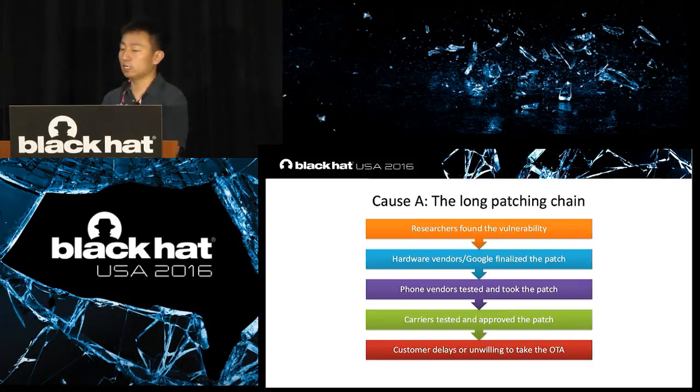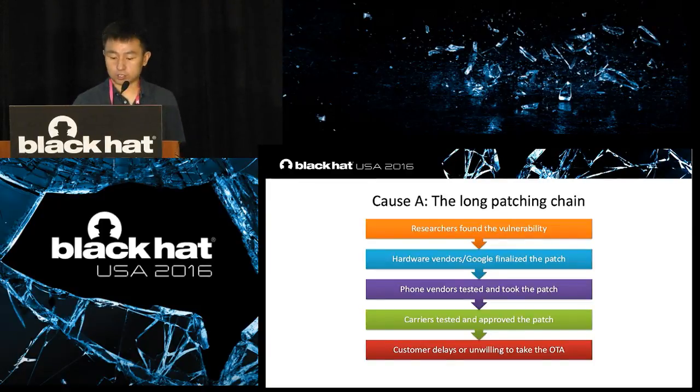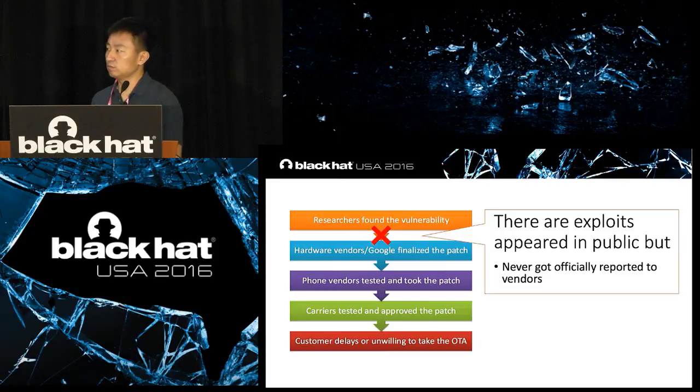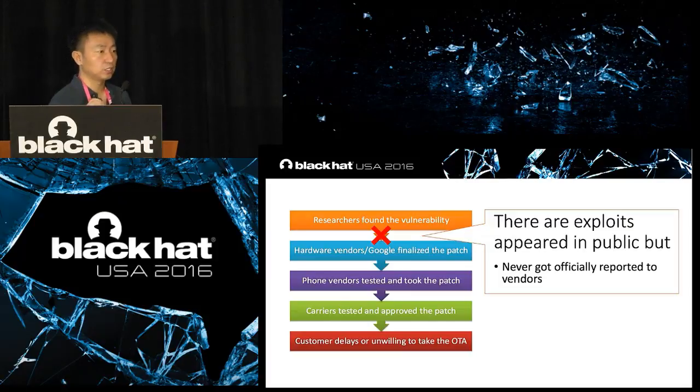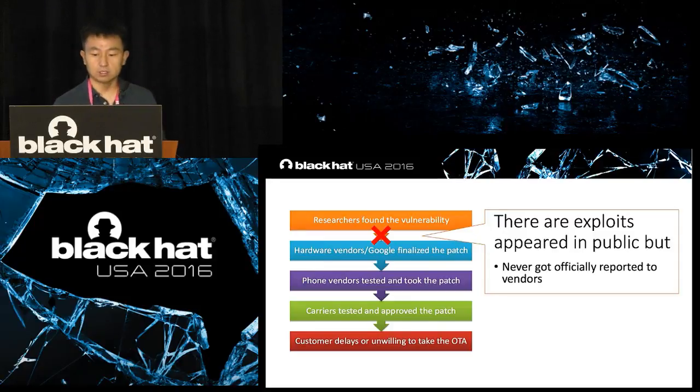The first one, the long patching chain. As you can see, there are five steps before the patch can be deployed. The first one is about the researchers. Most responsible researchers will disclose the vulnerabilities to the vendors, the different vendors such as Google, Qualcomm, or the phone vendors. But there are also exploits that appeared in public but were never officially reported to the vendors.